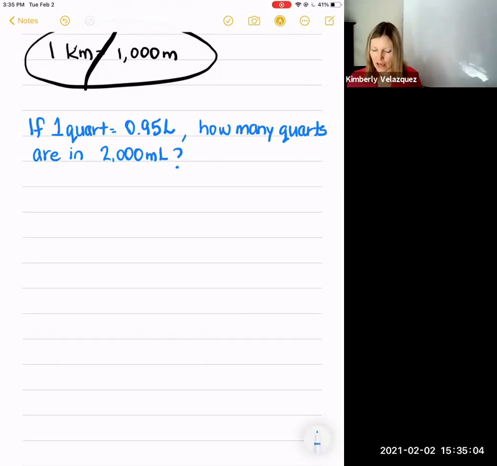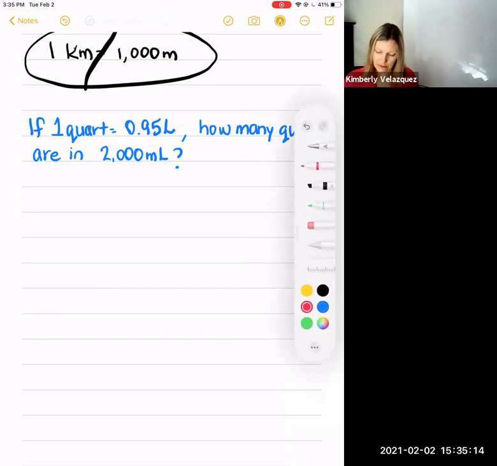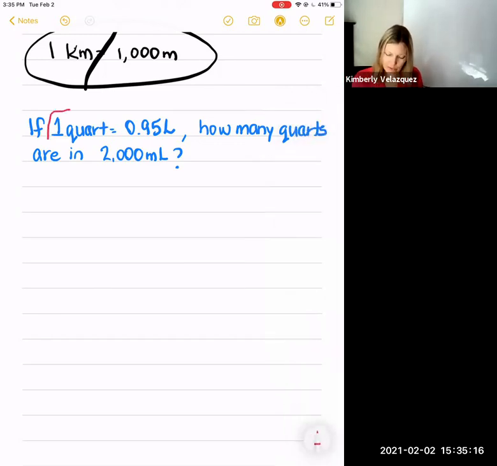Okay, first question. How do I know this is a multi-step problem? The reason I know this is a multi-step problem is because the equation that I'm given for equivalency here, 1 quart equals 0.95 liters. I want to convert to quarts, but my conversion factor is between quarts and liters, and I'm starting with milliliters. In order to use this piece of information, I need to first get from milliliters to liters. Okay, so I need to convert from milliliters to liters.